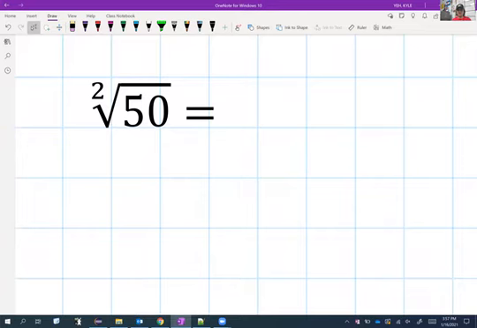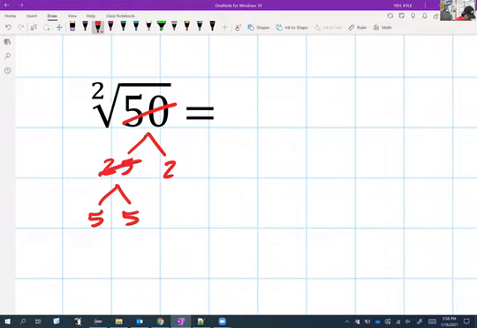I'm going to start with one we kind of know. How do we simplify a square root? That 2 up there is not strictly necessary. Remember, if it's not written there, it's assumed to just be a square root, but it doesn't hurt to have it up there. So what do we do to simplify a square root? Well, we start breaking things down. 50 is 25 times 2. We're going to find those prime factors. 25 is 5 times 5.